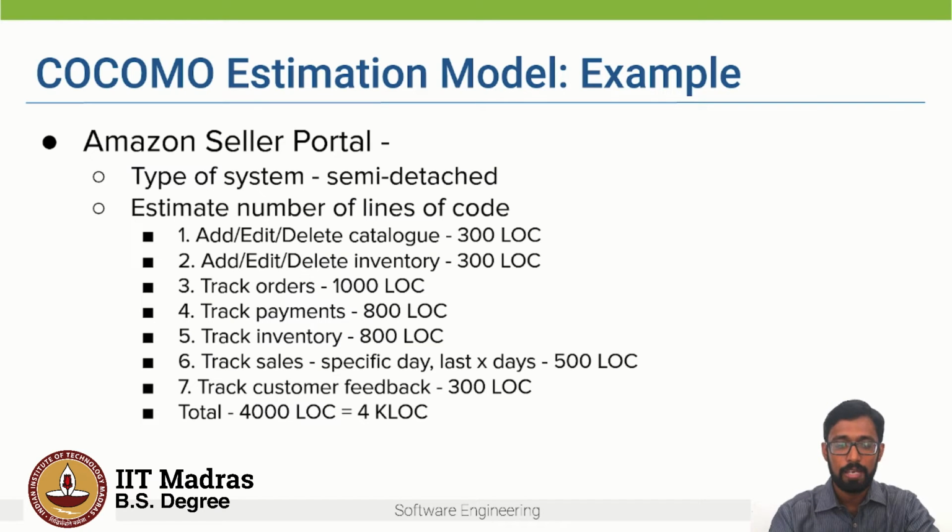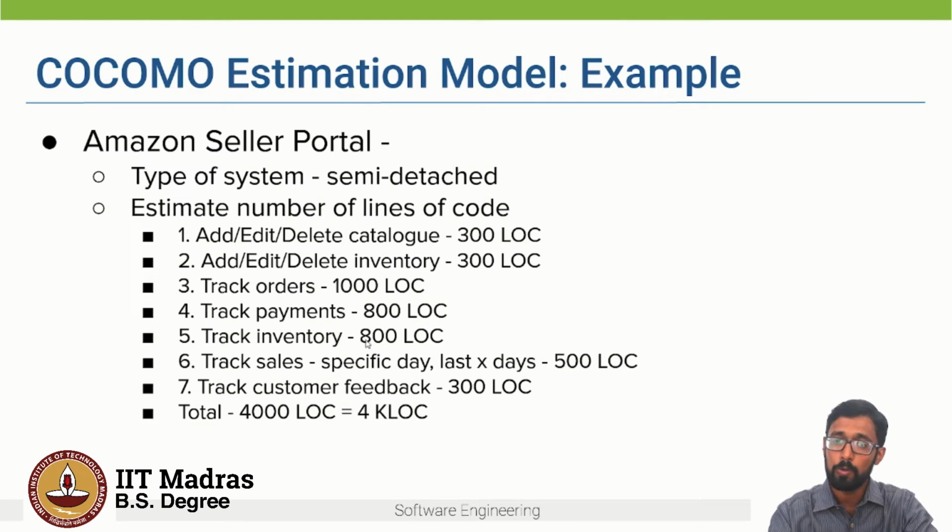So now that we have identified what type of system it is, the second thing to do is to estimate the number of lines of code. So recall that we had identified some requirements in the previous weeks. So we have adding, editing, deleting catalog, the inventory, tracking orders, payments, sales, customer feedback. So all of these things are there. And for each of these modules, I estimate the number of lines of code required.